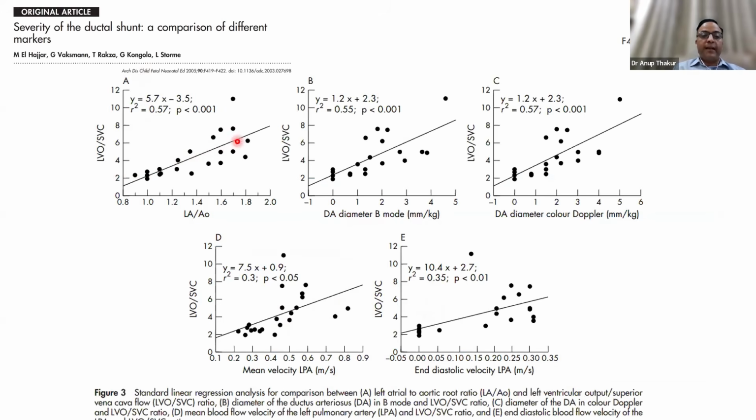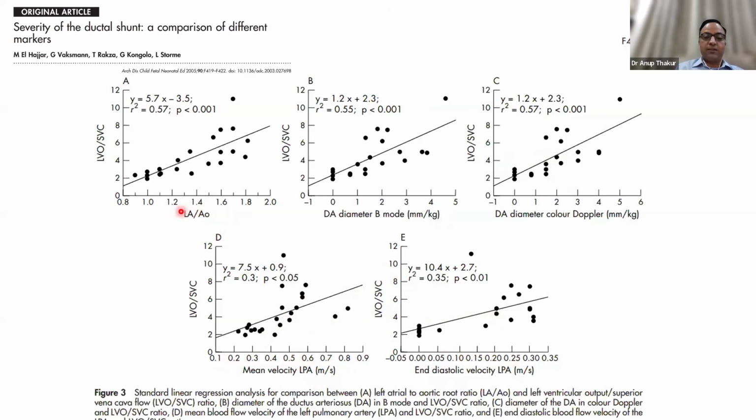This is another scoring system, which looked into the LVO SVC flow, and what happens when this LVO SVC flow ratio is more than 4. So you see when the aortic ratio is close to 1.4, 1.5, the ductal diameter in B mode is close to 2.53. Again, ductal diameter in color is somewhere around 2.53. Velocity in the LPA is somewhere around 0.5 meter per second, and the diastolic velocity in the LPA is around 0.2. So LVO SVC has been taken as a marker, and these various kinds of parameters have been assessed.